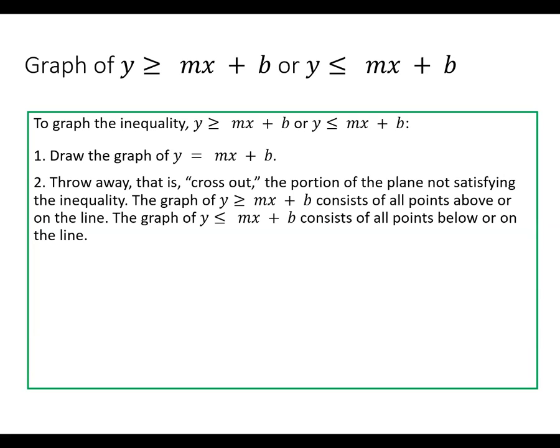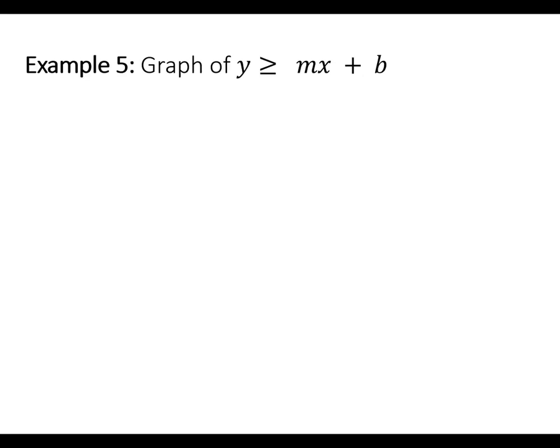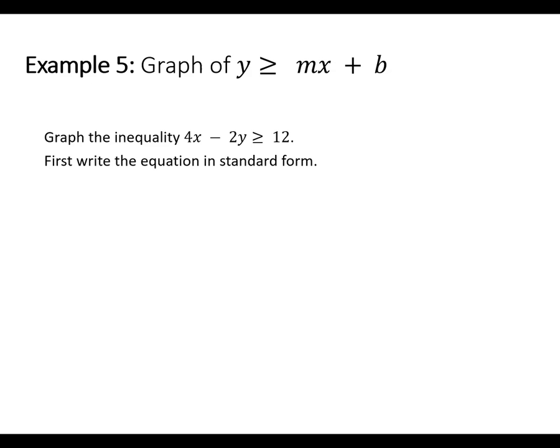All right, so those are your two guiding statements that you're going to follow. So here's our example 5. Graph the inequality 4x minus 2y is greater than or equal to 12. And we want to first write in standard form or slope-intercept form, and we want to solve the inequality for y. So first thing we want to do is move that 4x over. So we're going to subtract 4x on both sides. Negative 2y greater than or equal to negative 4x plus 12 is what we get.